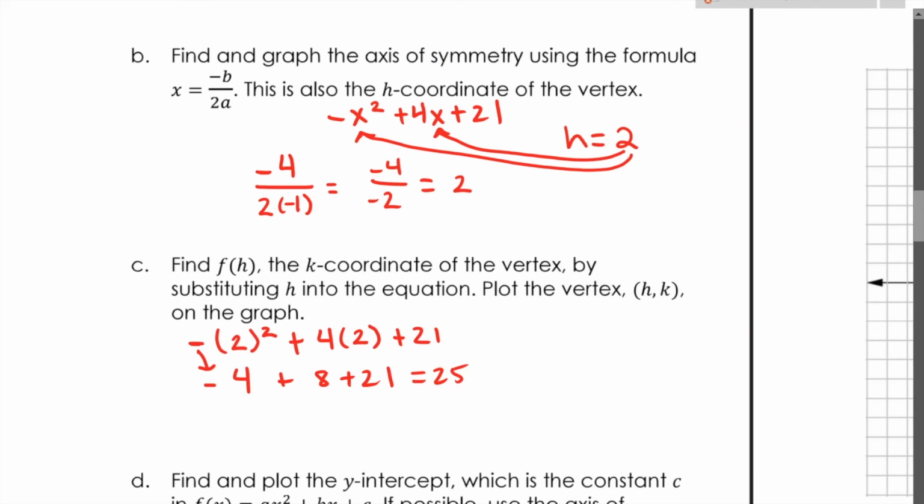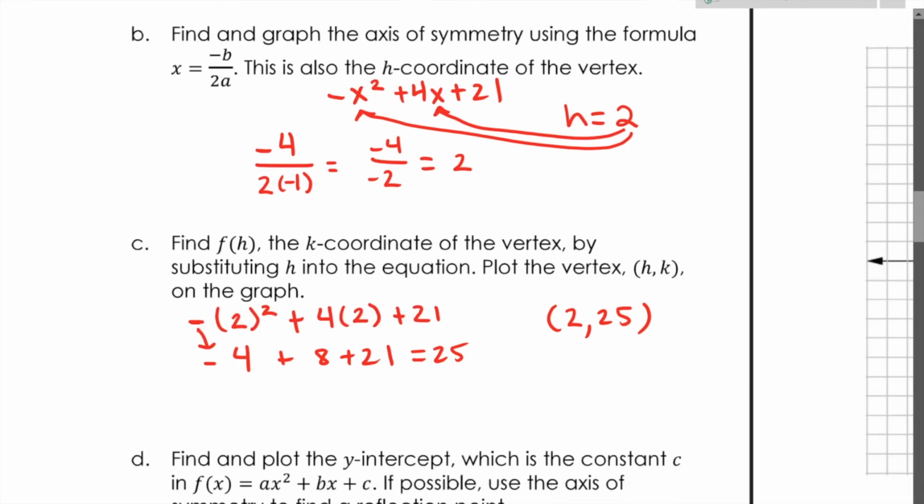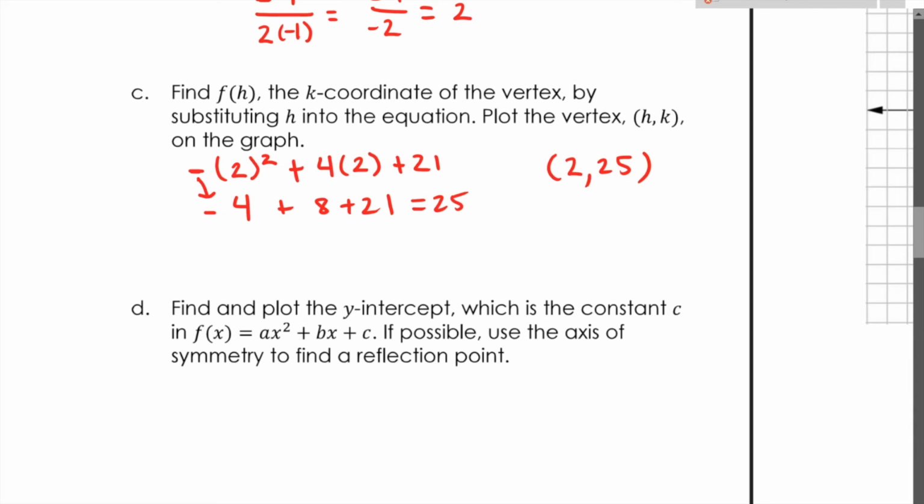Okay, so your h was 2, your k was 25. So again, all you have to do is use that formula, plug it in, and you'll get your h and your k. Now we have to find and plot the y-intercept.